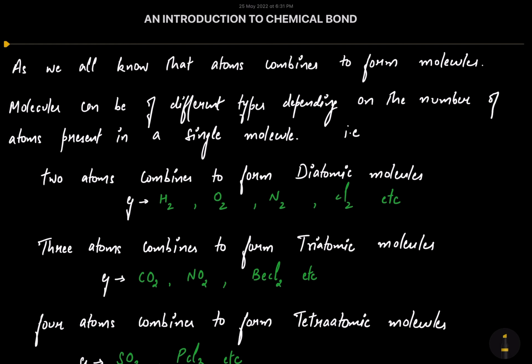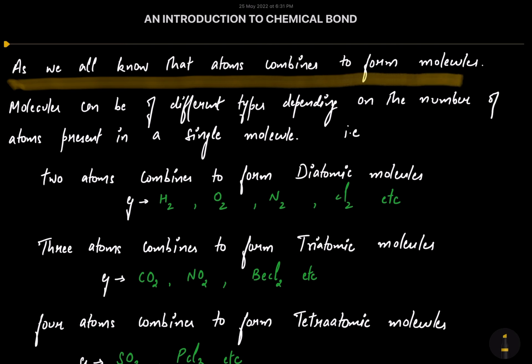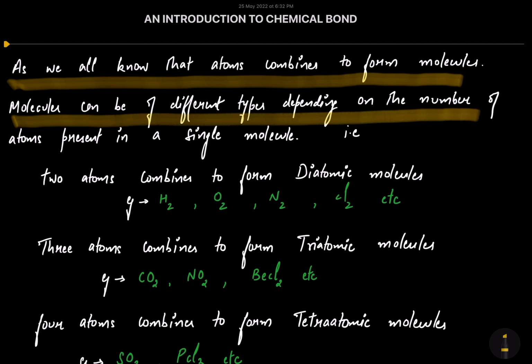My dear students, today we are going to start a new chapter, that's chemical bonding, and today I'm going to give you an introduction to a chemical bond. So let's start. As we all know that atoms combine to form the molecules. Now molecules can be of different types depending upon the number of atoms present in a single molecule.